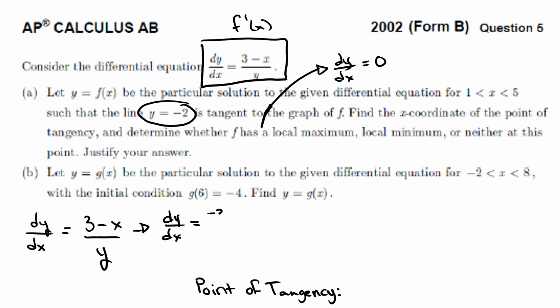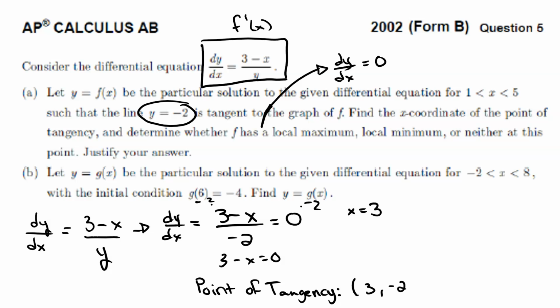So I'm going to have 3 minus x over my new y value, -2, equal to 0. Solving that, we multiply both sides by -2. And you're going to get 3 minus x equals 0, or x equals 3. So my point of tangency is (3, -2).